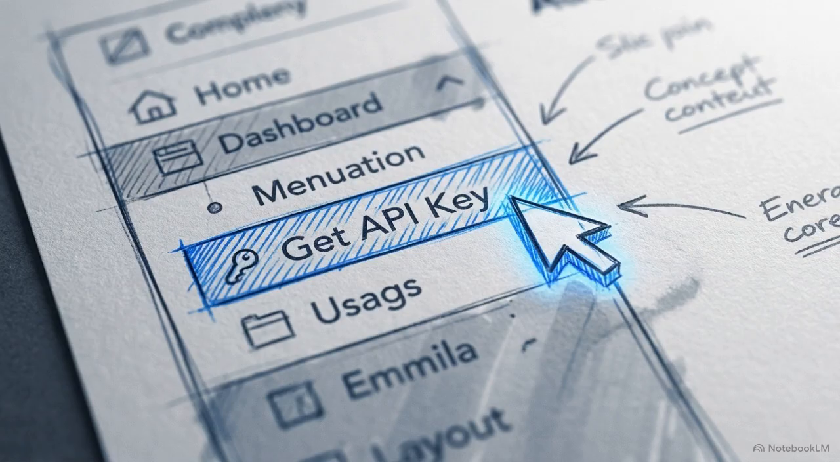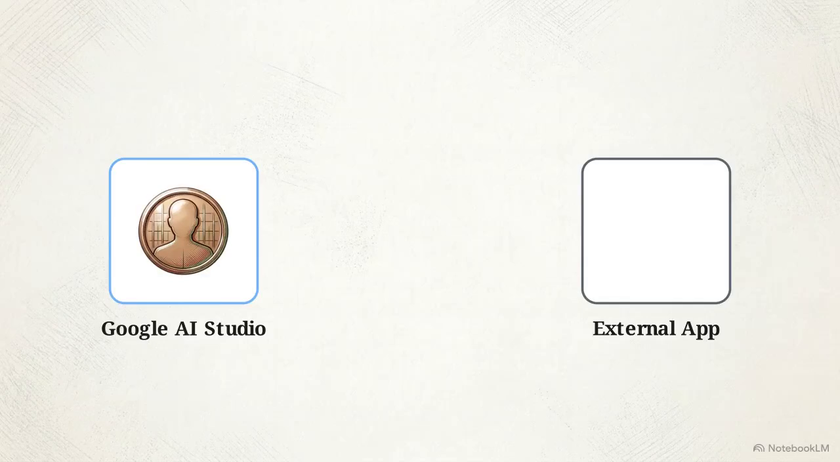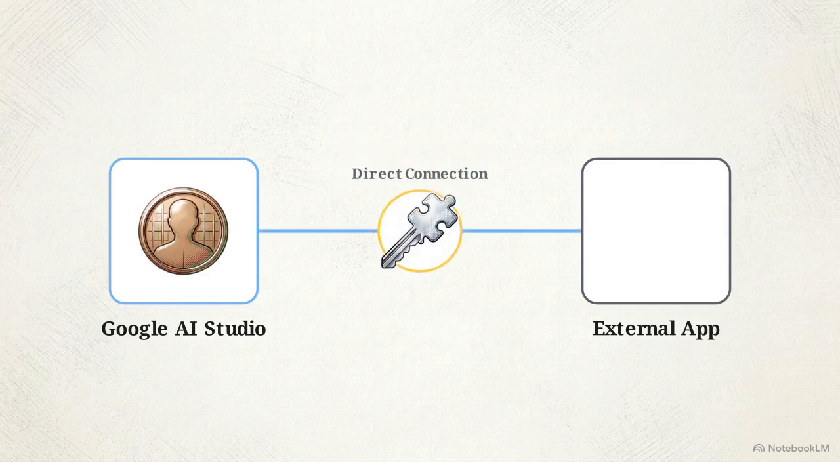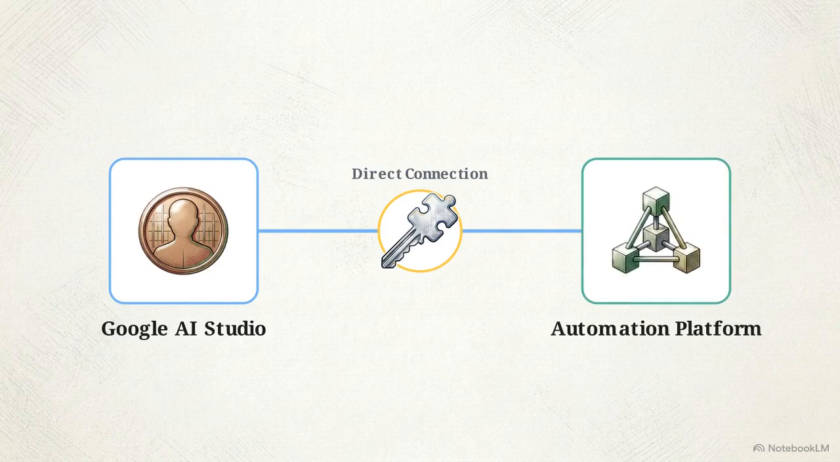To use these capabilities outside of the browser, navigate to the Get API Key tab in the left sidebar. An API key is a unique identifier that allows an external program to send requests to Google's models and receive the response without using the AI Studio website. This connection allows you to trigger your saved system instructions and model configurations from automation platforms like Make or N8N.